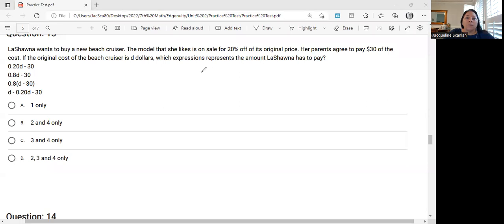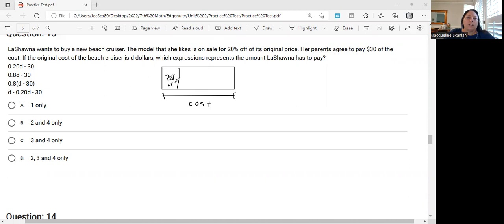All right, so let's just talk about this in general. If we show the overall beach cruiser's cost like this, and we say that this is her total amount of the beach cruiser. All right, so this is the cost, which we don't know what it is, but it is 20% off.